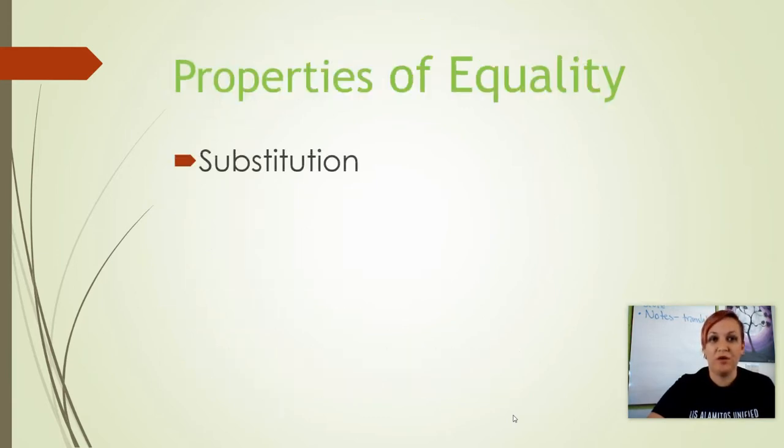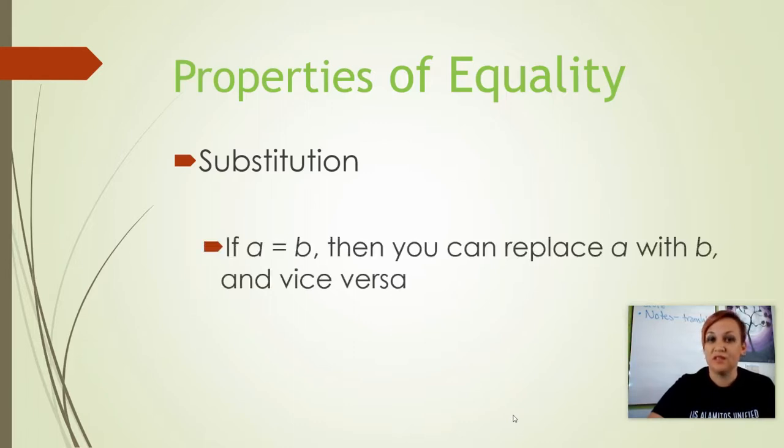Our next property is called substitution. Substitution says that if you have two things that are equal to each other, for instance, if A is equal to B, then everywhere that you see a letter A, you can remove the A and replace it with the letter B instead, and vice versa. Everywhere you see a letter B, you can remove the B and replace it with an A. This is great for solving, for simplifying, and for checking our answers.